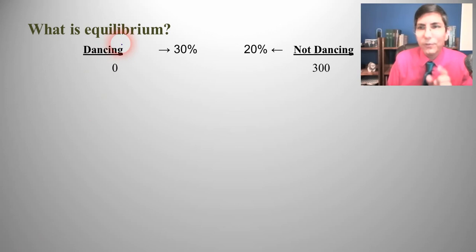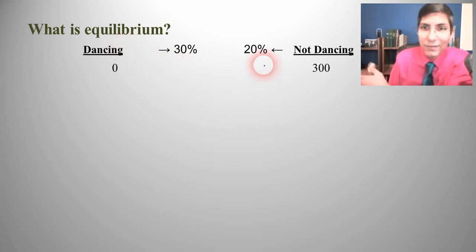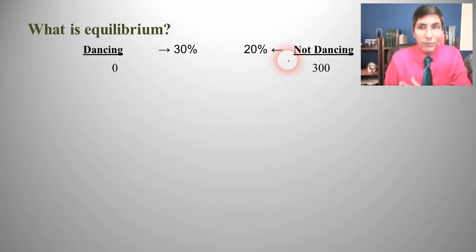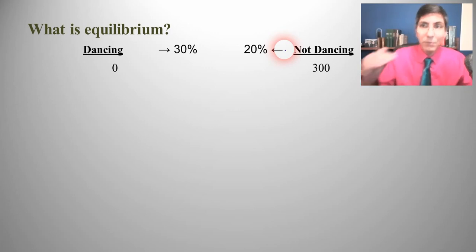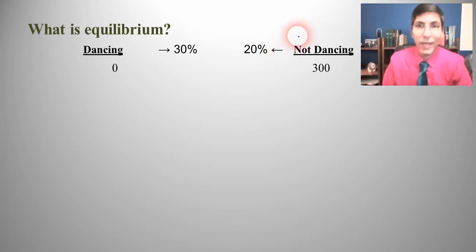Well, let's say that we've observed that as this dance progresses, after every song that's played, 30% of the people that are dancing will move off of the dance floor and sit down. And then we also find that after every song, 20% of the people that are not dancing will get up and move to the dance floor and start dancing. And we find that this happens after every song. So how is this going to affect the number of people on the dance floor?